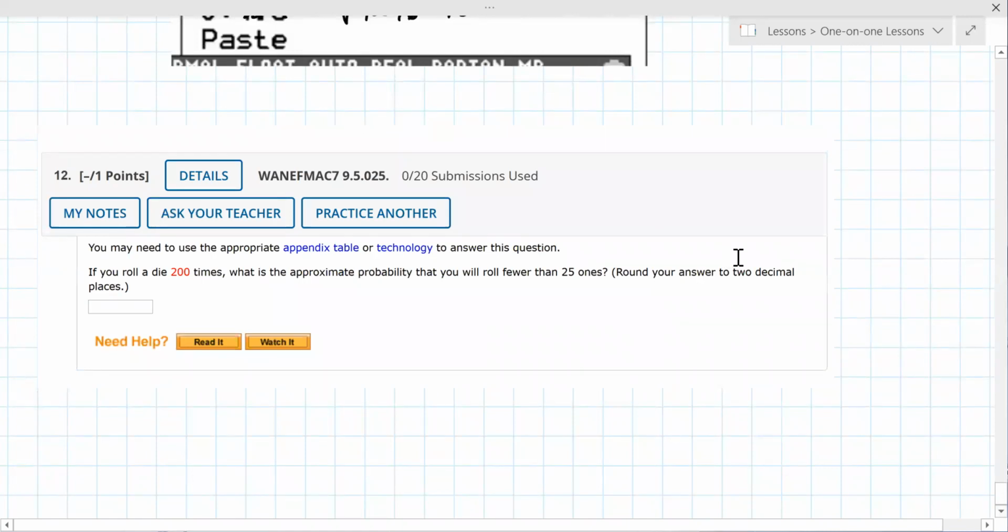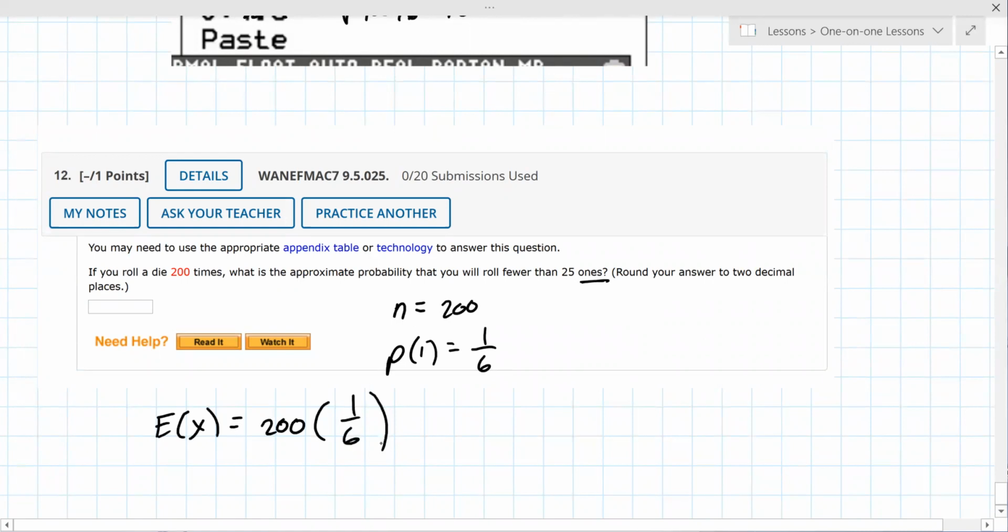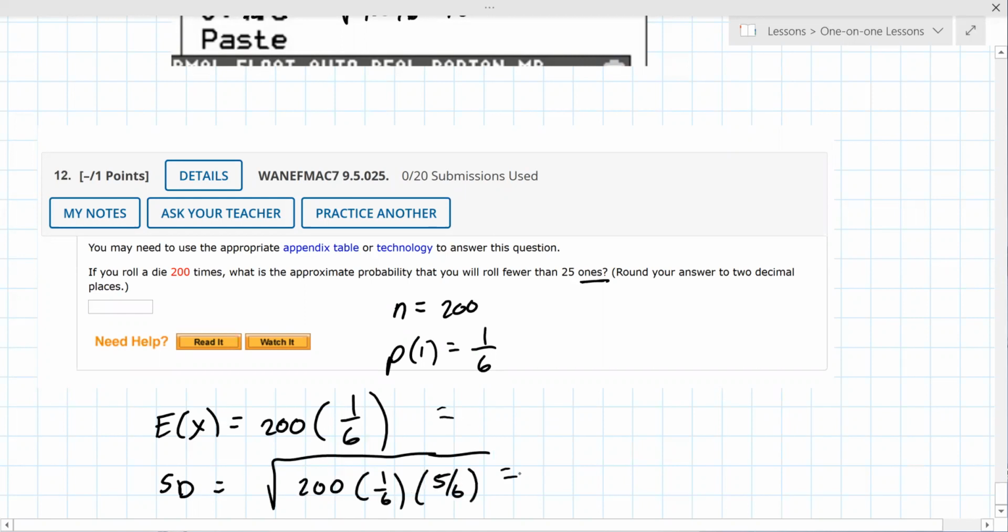All right, so this one you roll a die 200 times. That's your n. What's the probability that you roll fewer than 25 ones? So the probability of a 1 is equal to 1/6. So your expected value here is 200 times 1/6. Your standard deviation is the square root of 200 times 1/6 times 5/6, because you have to subtract that p-value from 1. So those are two numbers.